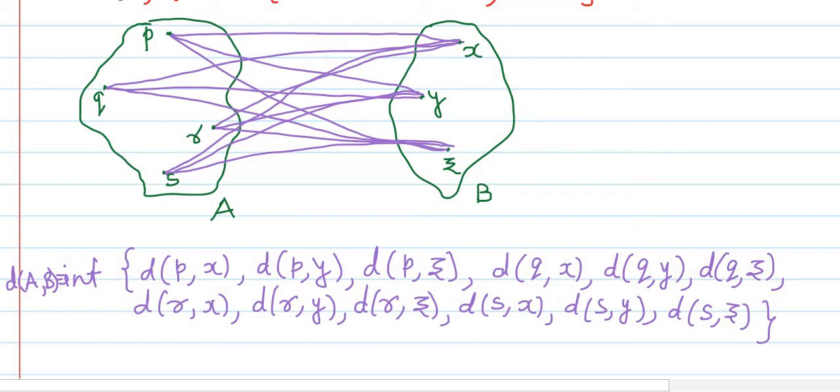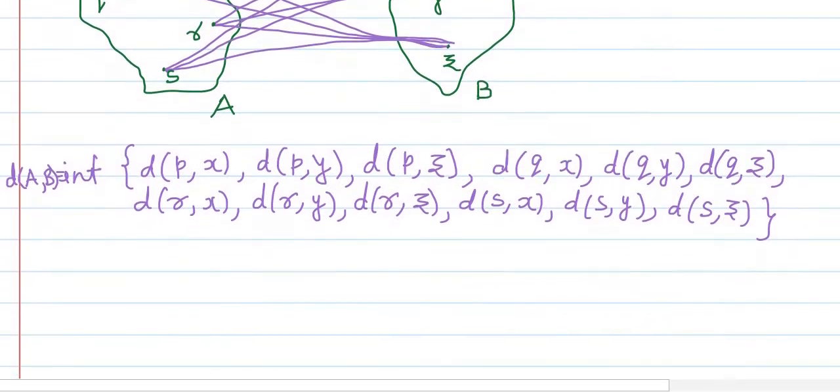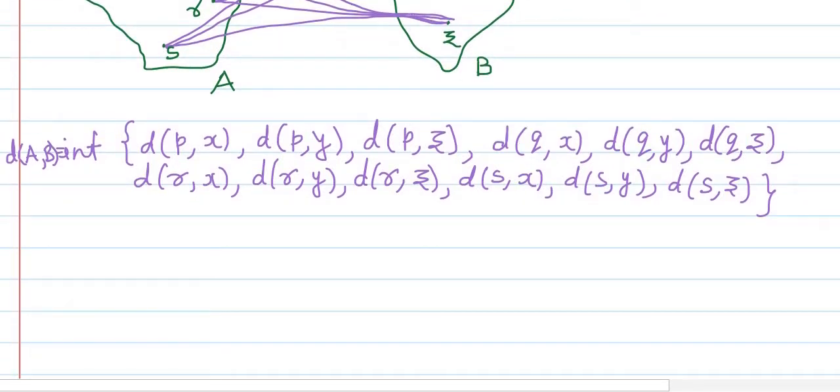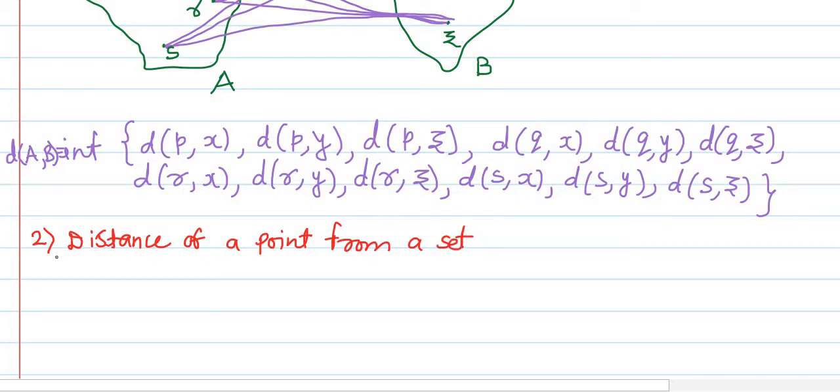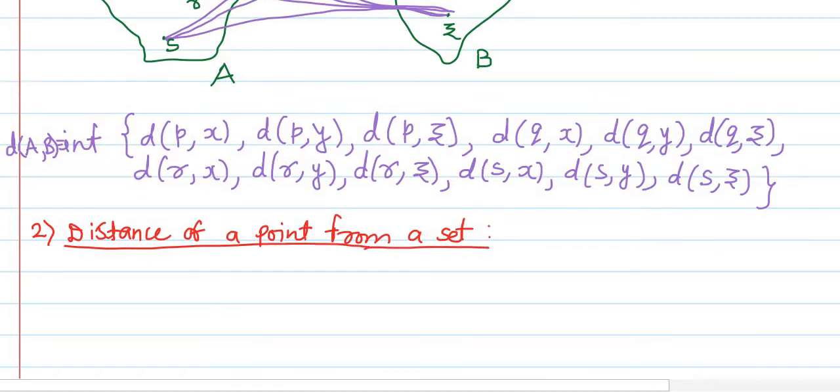After this first concept of the distance between two non-empty sets, next we will move to the second concept, and that second concept is the distance from a point to a set. Now we will define the distance of a point from a set. Obviously, set means here also a non-empty set.